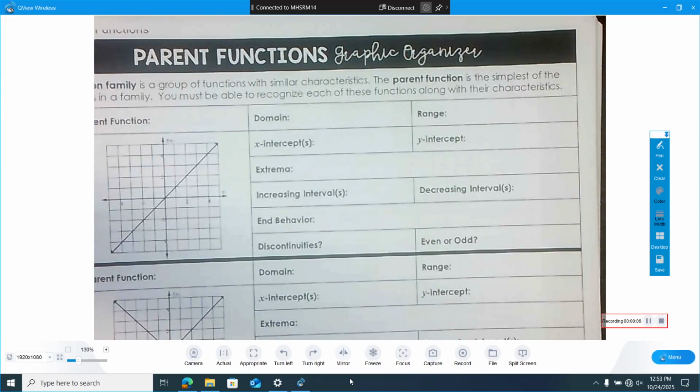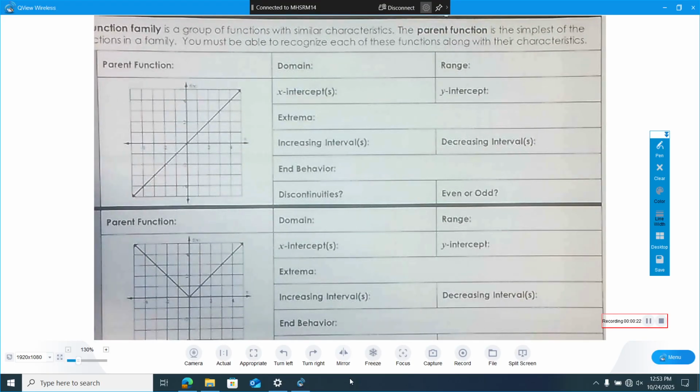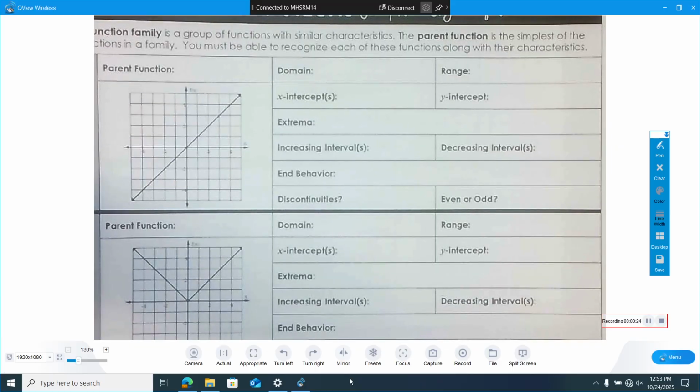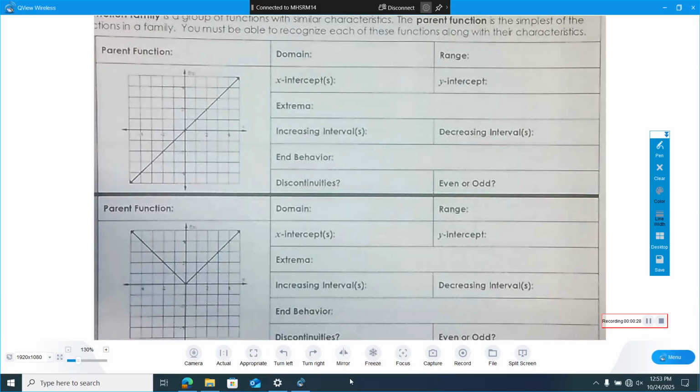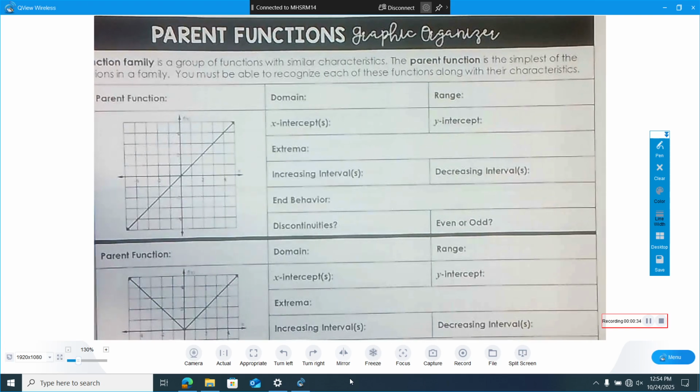Okay. We're doing some parent functions. Not today. And I'm not going to make you do them all. There's so many. Hopefully you already know many of these. If you guys that haven't taken Algebra 2, you might not know all of them. So these are all parent functions that you need to know what they look like.